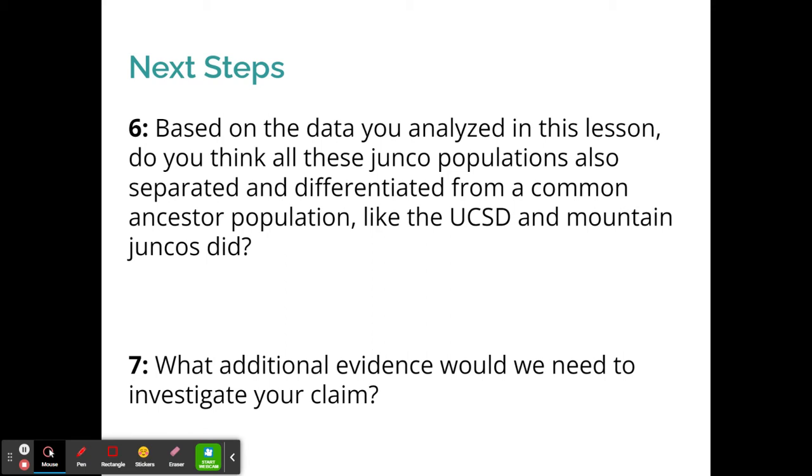Well, there's some pretty good evidence for that based on their morphological features. We know that there are 3 morphological differences between the campus birds and the Mount Laguna birds, and those are 3 big differences just in 60 years. Remember, those differences are how black the heads are, the length of the wing, and tail whiteness. Given that there are so many different morphological differences in these different juncos, that provides some good evidence that that may be possible. But what additional evidence would we need to investigate our claim?